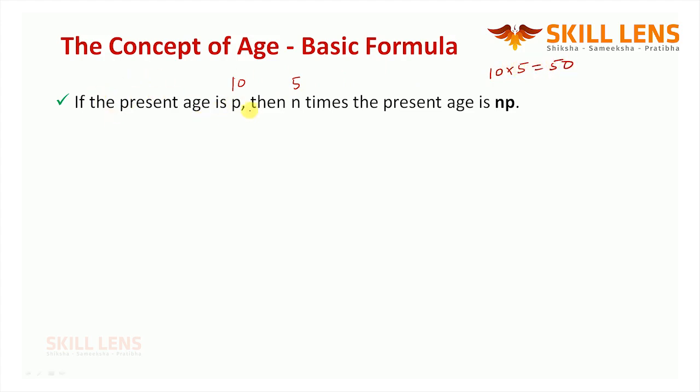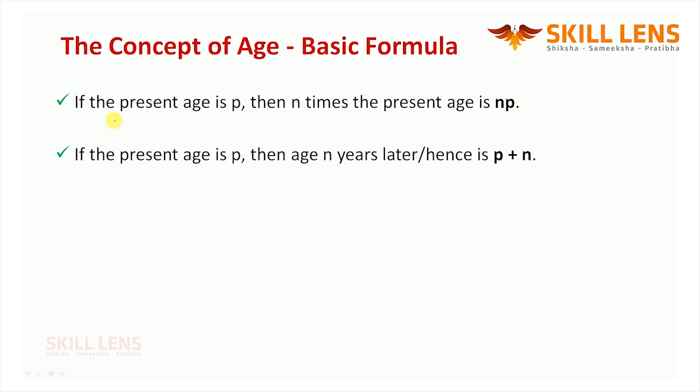So if your present age is P, then n times the present age is what? NP. Okay, so this point you should know. And if your present age is P, then the age n years hence, later, or after, is P plus n. Your present age is 20. After 5 years, what is your age? 20 plus 5. He may use the word "hence": 5 years hence. Hence means what? Plus. You have to understand this particular point.